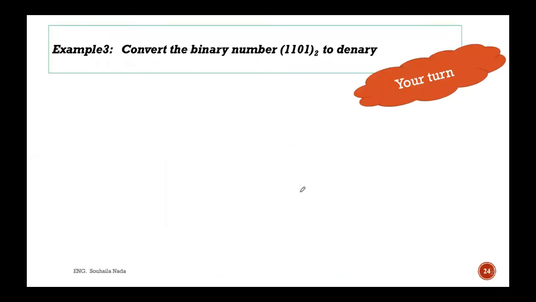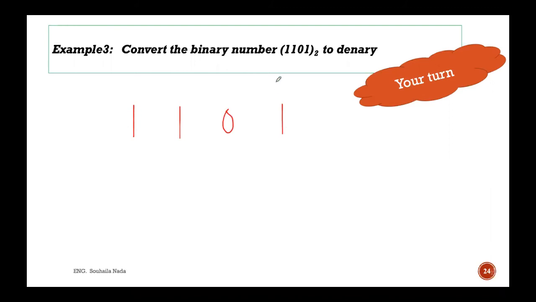Your turn. It's very simple. 1101. It's very simple for you. Who will do it first? And I will give him part of chocolate. Online part of chocolate. Who will do it? Quickly. Who will compete with me and finish first before me?